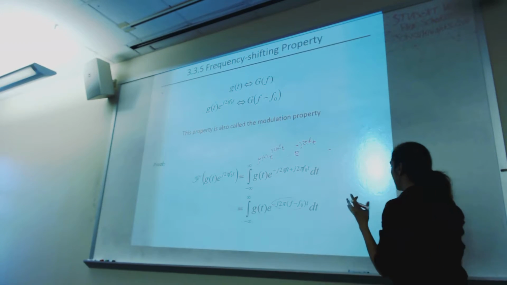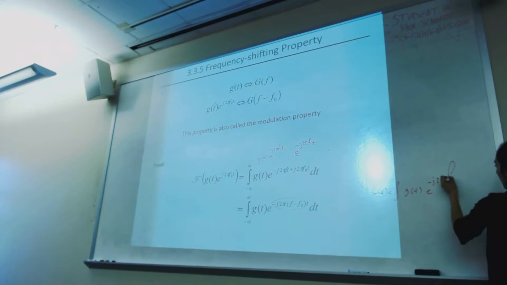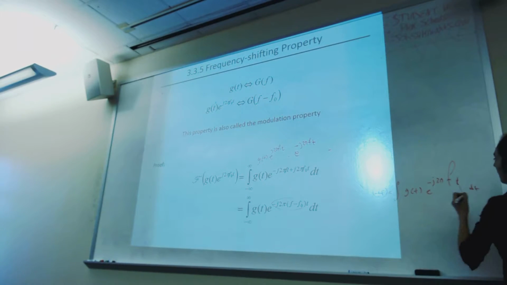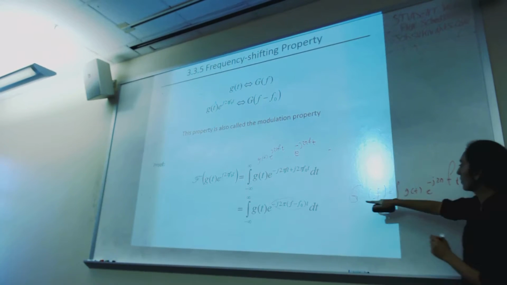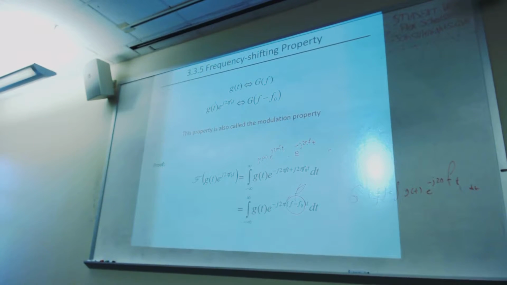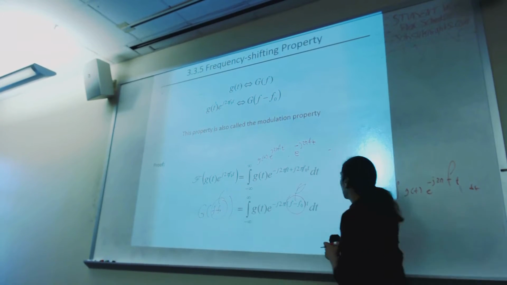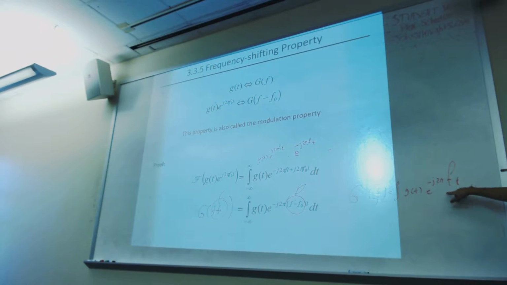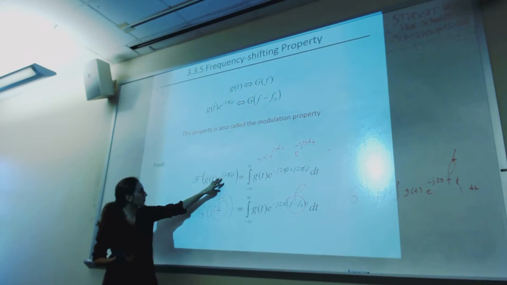Okay, so now the earlier result comes into the picture. We know G of f is the integral of g of t e to the minus j 2 pi f t dt, right? And this is a function of f. Now if I replace this f by something else, instead of f just put f minus f naught, so we'll get G of f minus f naught. So basically, to prove that if I take the Fourier transform of this, I just get the shift in there.